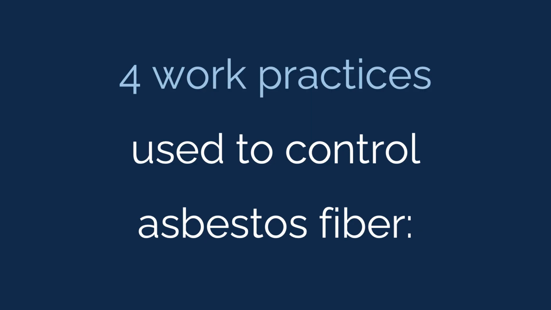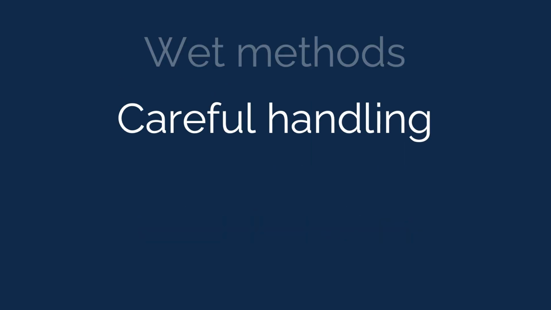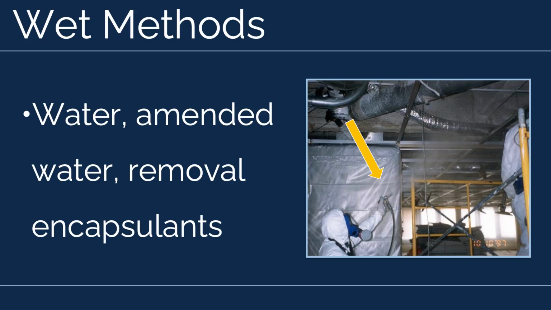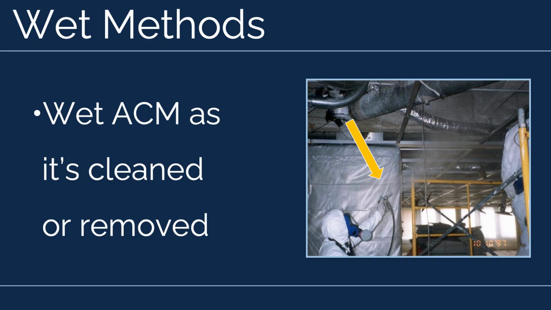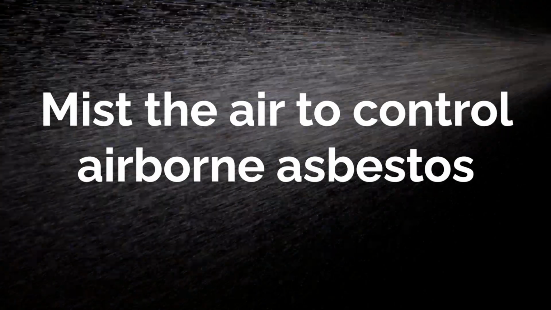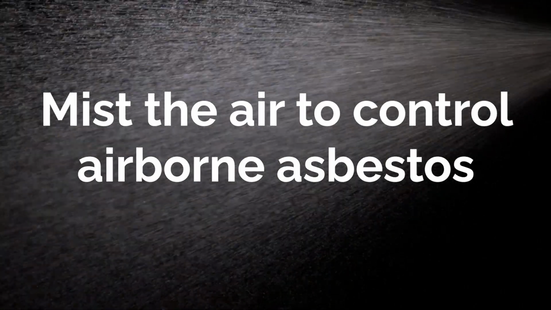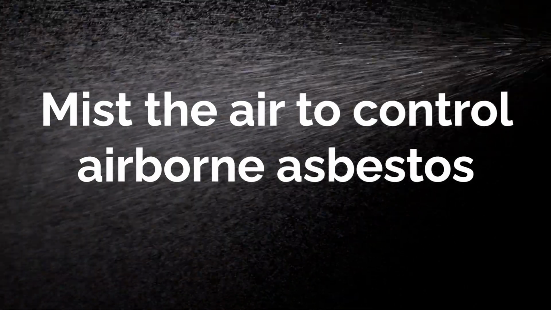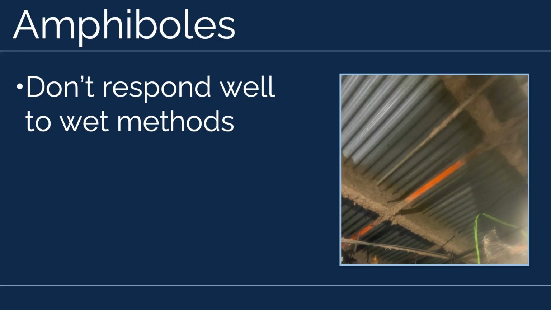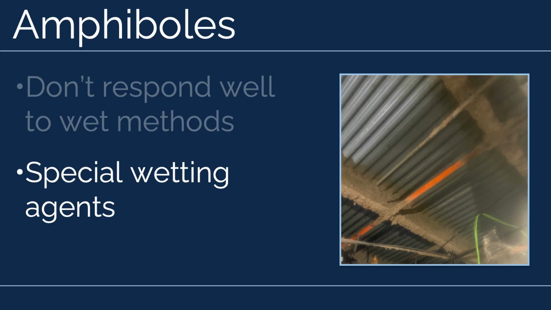There are 4 primary work practices used to control the amount of asbestos fiber in the air. These are wet methods, careful handling, enclosure, and ventilation. Wet methods use water amended with wetting agents, or removal encapsulants, to wet asbestos-containing materials, or ACM, as they are being cleaned or removed. Also, removal contractors might mist the air in a containment area to control airborne asbestos. Unfortunately, amphibols like amosite, which is common in fireproofing, do not respond well to wet methods. There are special wetting agents designed for amphibols, but they are not as effective as amended water is with chrysotile.